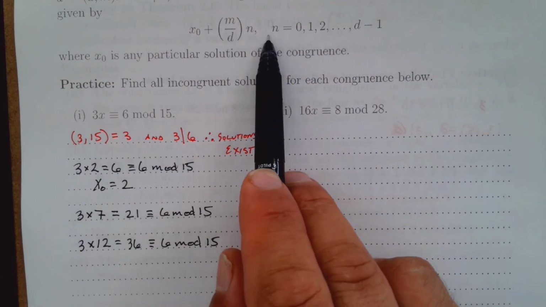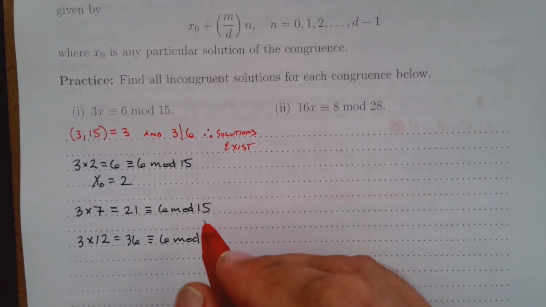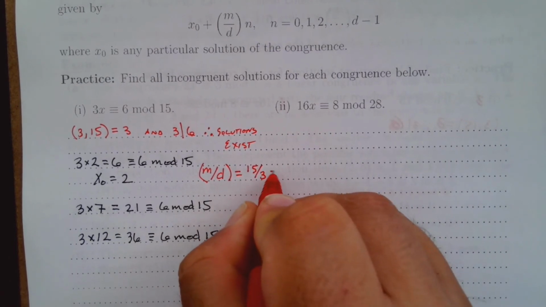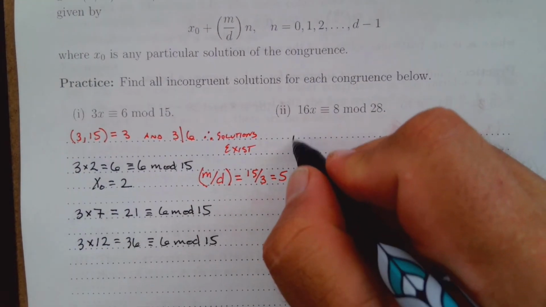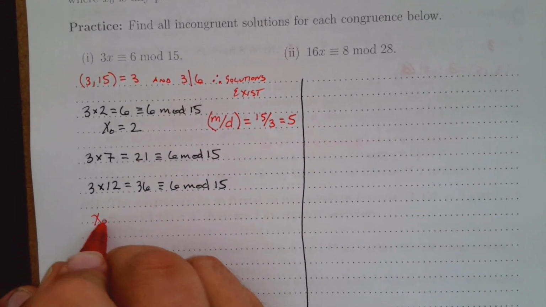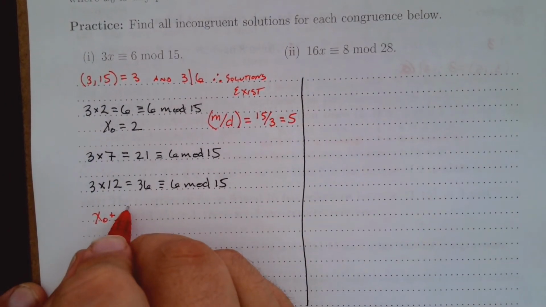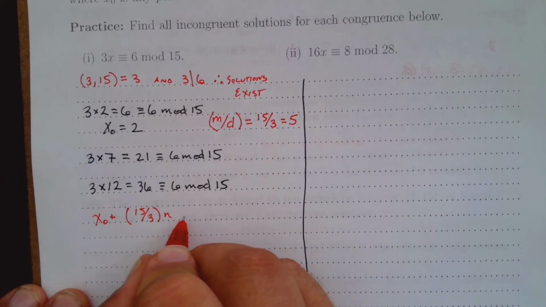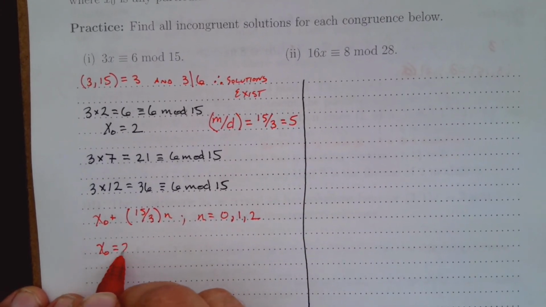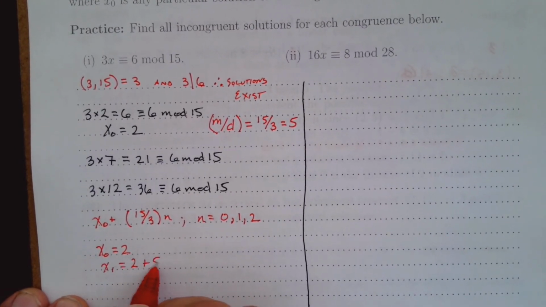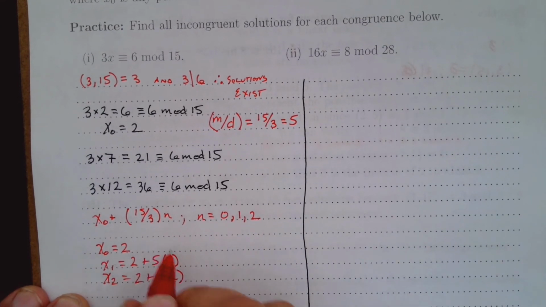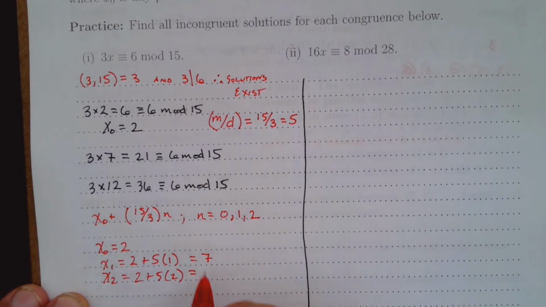How could we use the formula to help us? Well, what is m divided by d? It's 15 divided by 3, which is 5. What that tells us is that we could have also found our solutions as x naught plus 15 over 3 times n, where n is equal to 0, 1, or 2. If x naught is equal to 2, then x sub 1 is 2 plus 5 times 1, and x sub 2 is 2 plus 5 times 2. And 2 plus 5 is 7, and 2 plus 10 is 12.